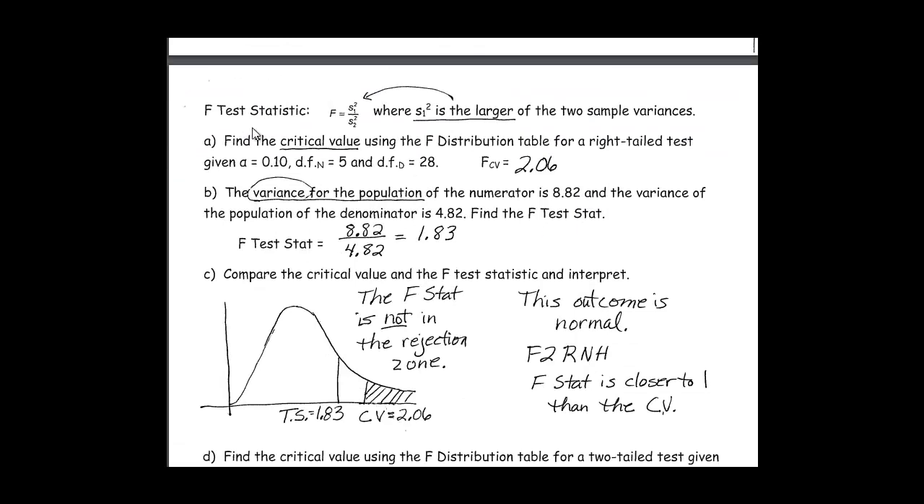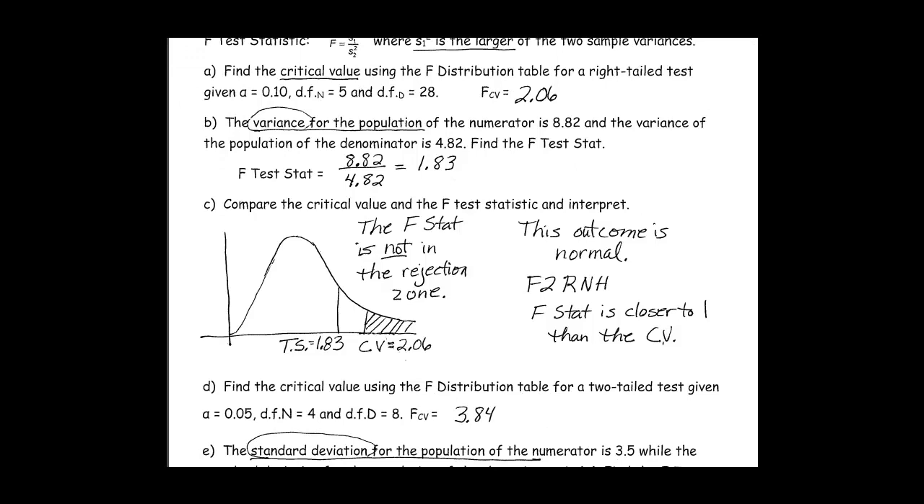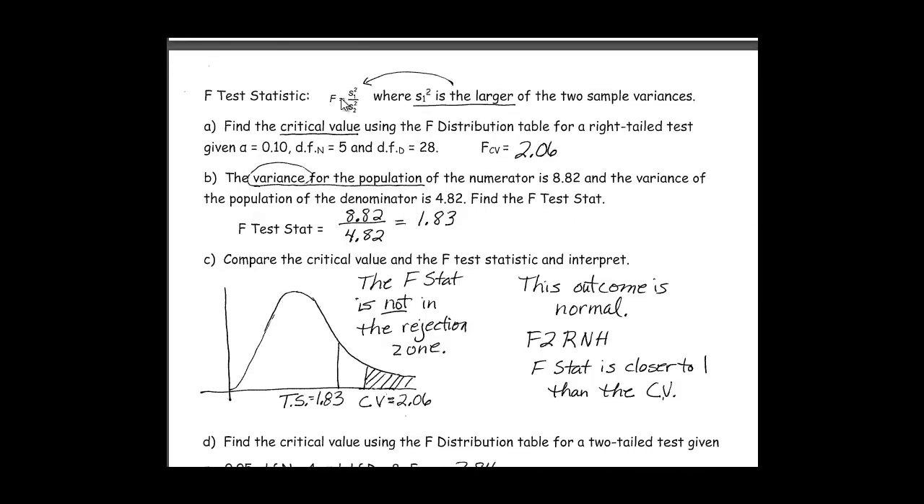Okay, so how do you actually work with the F statistic? Again, remember you're looking at the ratio of two variances, and the larger variance is in the numerator, the smaller variance is in the denominator. I will find the critical value and give it to you. In this example, I had a right tail test, 10% alpha, degrees of freedom for the numerator. In other words, the sample size for the larger variance was 6, and so the degrees of freedom would have been 5.